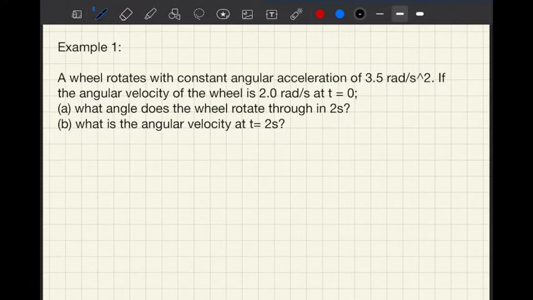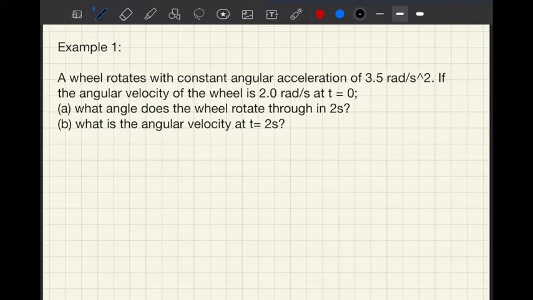If the angular velocity of the wheel is 2 radian per second at t equal to 0 seconds, what angle does the wheel rotate through in 2 seconds? And what is the angular velocity at t equal to 2 seconds?